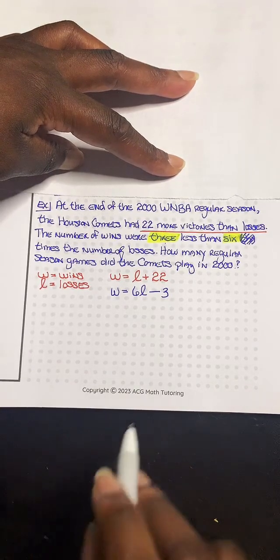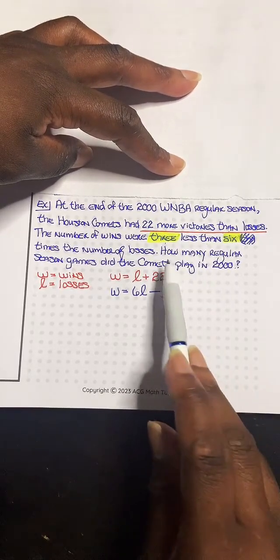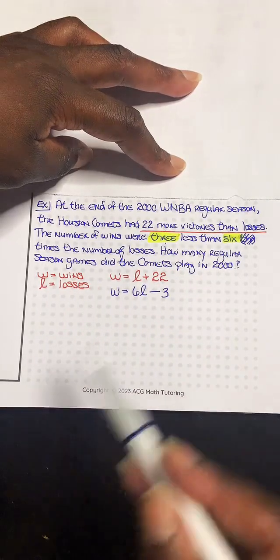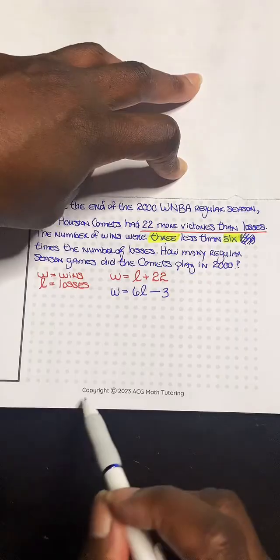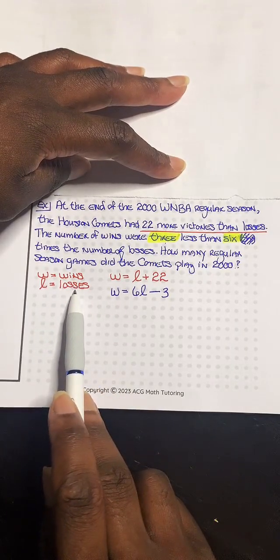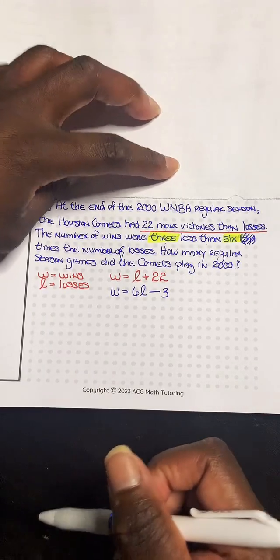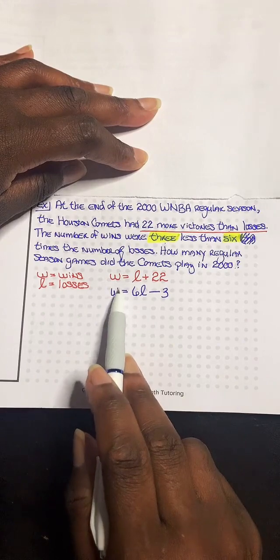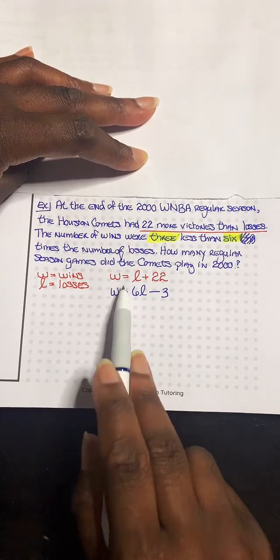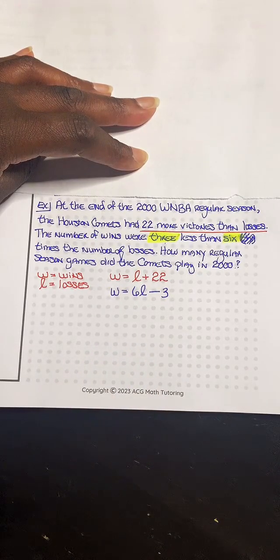Okay, there you go, Big Al. There it is. Okay, so now, here we go. How many regular season games did they play? Well, if we figure out how many wins and we figure out how many losses, we can figure out how many games they played all together. So we have our 2, and this is basically a system right here. But what do you notice about these 2 equations? What do you notice?